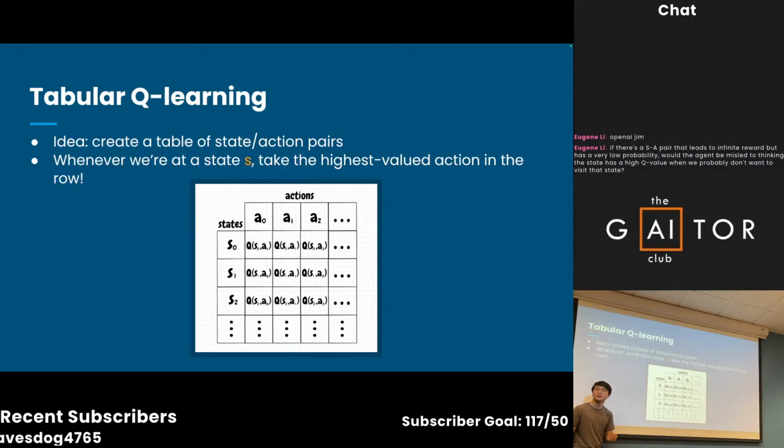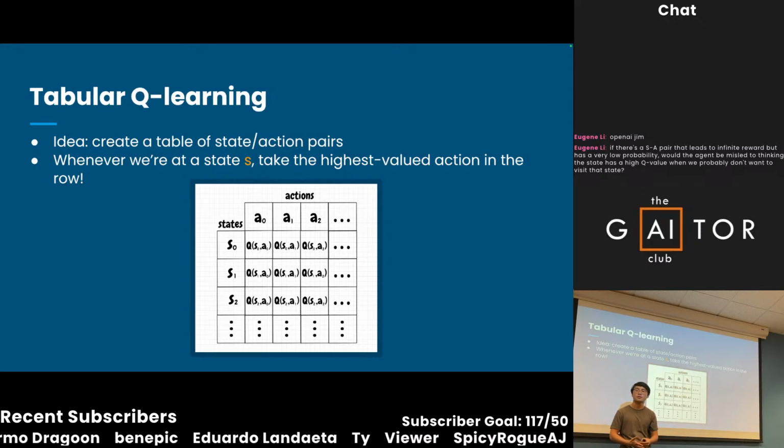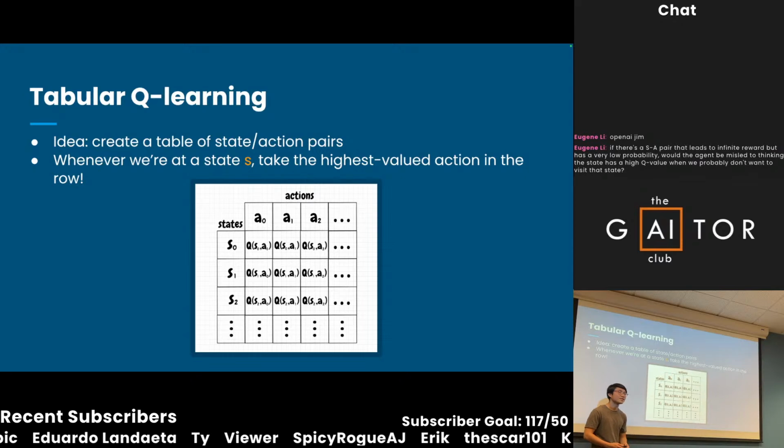We have a question online. Yes. So if there's a pair of S, A that tends to lead to a reward being infinite, but has a very low probability, would the agent be misled to thinking this state has a high Q value when we probably don't want to visit that state? So what's considered the infinite reward? Like the reward function of being in this state, action, and next state, I don't think that can necessarily be infinity. So what is the infinite reward in this case? You heard that question. If you type, I'll ask him. Go on. Yeah, sorry, that was the person in chat.